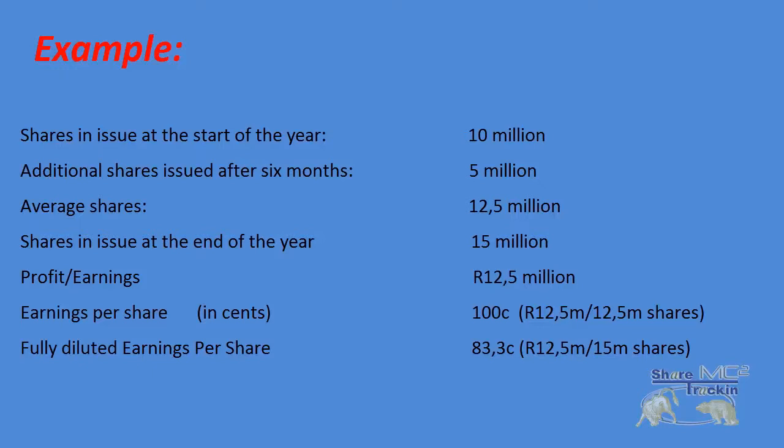Now, if their profit was 12.5 million rand, then their earnings per share would be 1 rand per share, or 100 cents. But their fully diluted earnings per share would be 12.5 million rand divided by 15 million shares, or 83.3 cents. This example should make it easy for you to understand what is meant by earnings per share and fully diluted earnings per share.